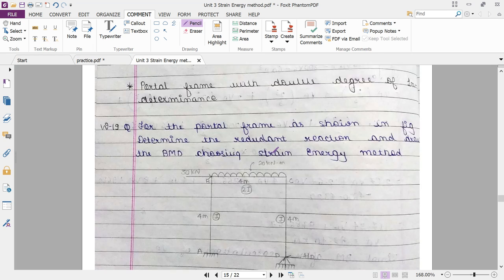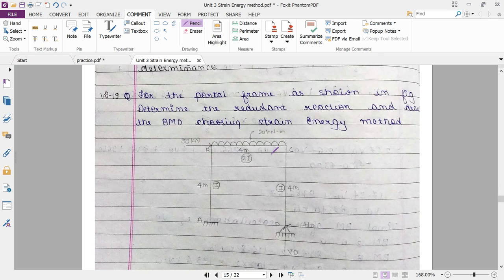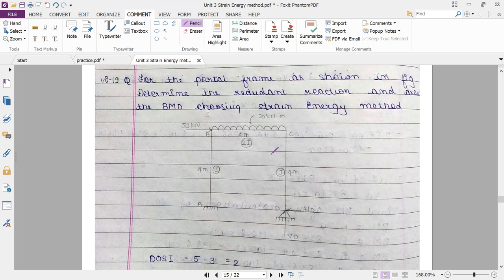Okay, so this is another example. It was asked in winter 2019. For a portal frame as shown in the figure, determine the redundant reactions and draw the bending moment diagram. You just see that particular diagram, and I will give it to you as part of an assignment for your homework. You just draw this diagram and try to solve this particular numerical for your next lecture.